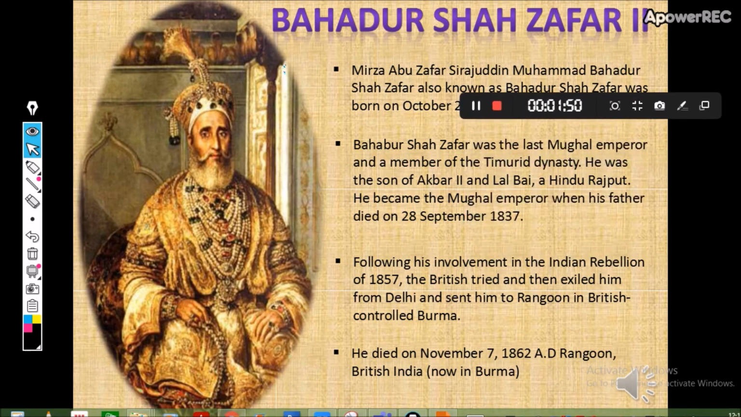Following his involvement in the Indian Rebellion of 1857, the British tried and then exiled him from Delhi and sent him to Rangoon in British-controlled Burma. He died on November 7, 1862 at Rangoon.